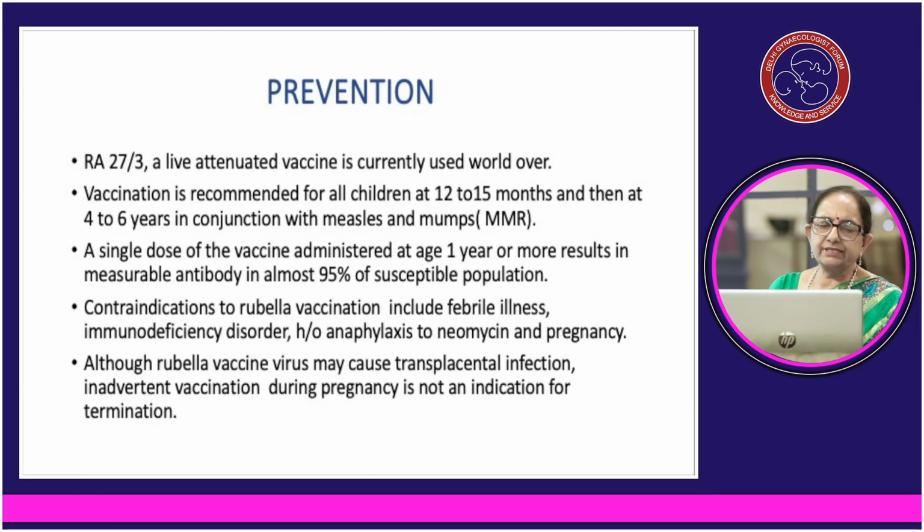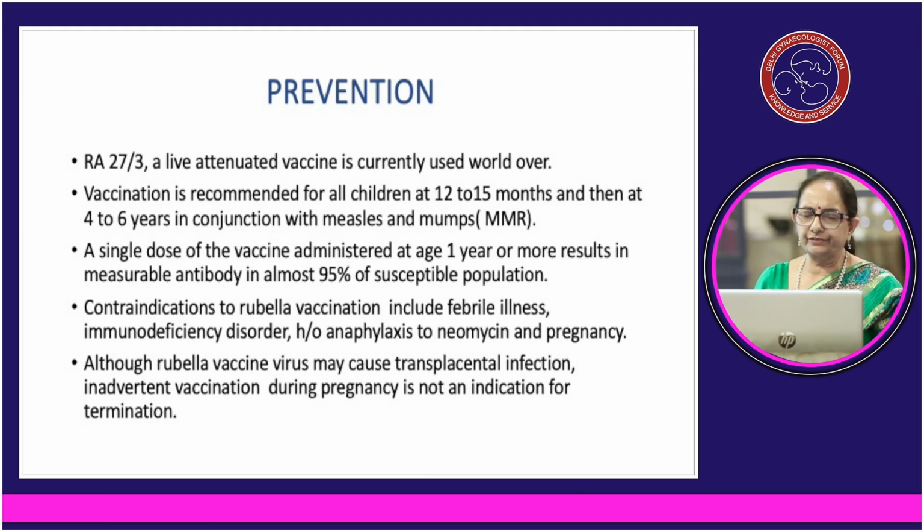The vaccine commonly used is RA 27/3. It is a live attenuated vaccine which is used the world over. Vaccination is recommended for all children at 12 to 15 months and then at 4 to 6 years in conjunction with measles and mumps. Also, women who approach us for prenatal counseling should always be advised about the rubella vaccine in case they are not rubella immune. They should be counseled regarding taking the vaccine and then avoiding pregnancy for 28 days after taking the vaccine.